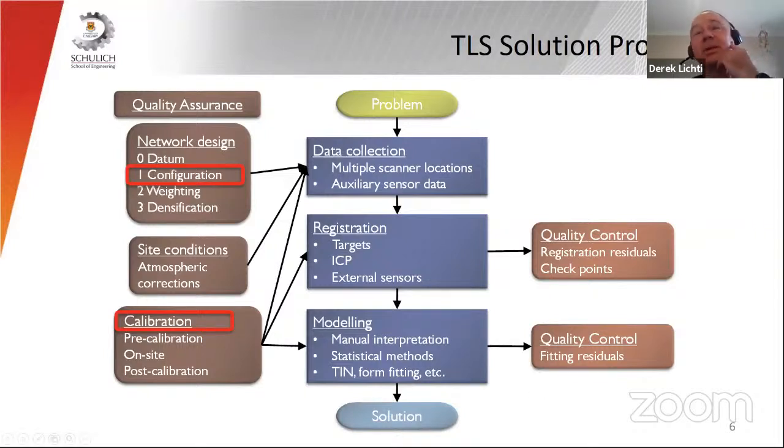And so what I want to talk about today are two of those quality assurance processes, specifically one related to network design, the configuration problem. And then the bottom one is about calibration, but it's actually related to the first order design. So it is a network design problem at the same time. So those are the two subjects I want to talk about in terms of the quality assurance for terrestrial laser scanning and 3D reality capture.